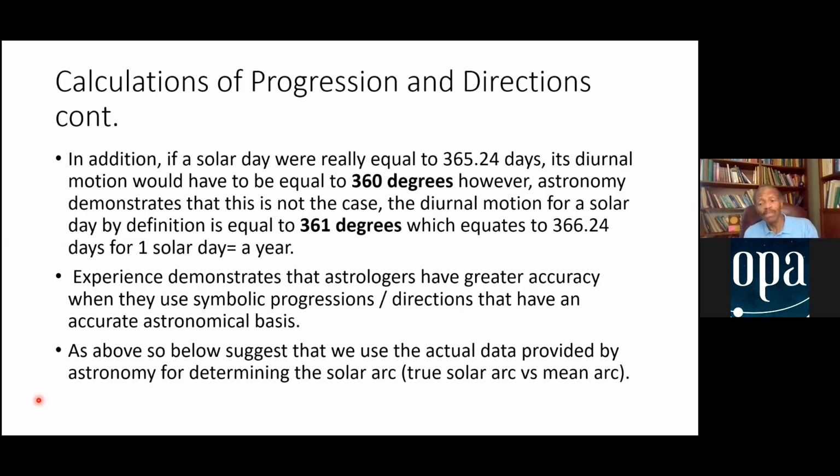When you use the mean, whether you use it in the right ascension or ecliptic arc, sometimes it's going to be correct and sometimes it will be a little off because it's not following the true orbit of the sun.